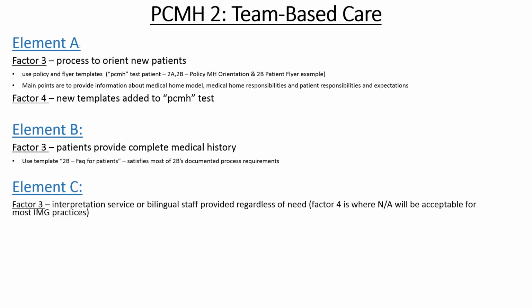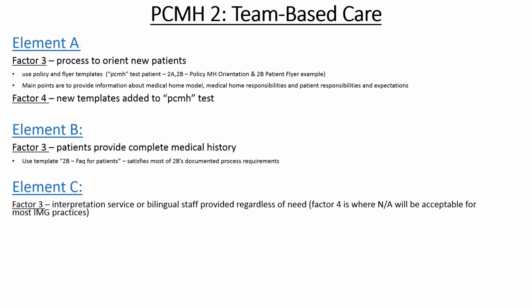Okay, looking at some key areas of Standard 2. In element A, factor 3, they're looking for a process to orient new patients. So element A is all about continuity, and there is a policy brochure template that really satisfies what they're looking for. The main points, as mentioned there, is to provide information about the medical home and the different responsibilities that both the practice and the patient has. And again, there is a flyer that basically has all of that information already embedded into it that you could tailor if you want to change any things around. But that is basically a brochure, again, just looking for an area to provide this information as you get new patients.